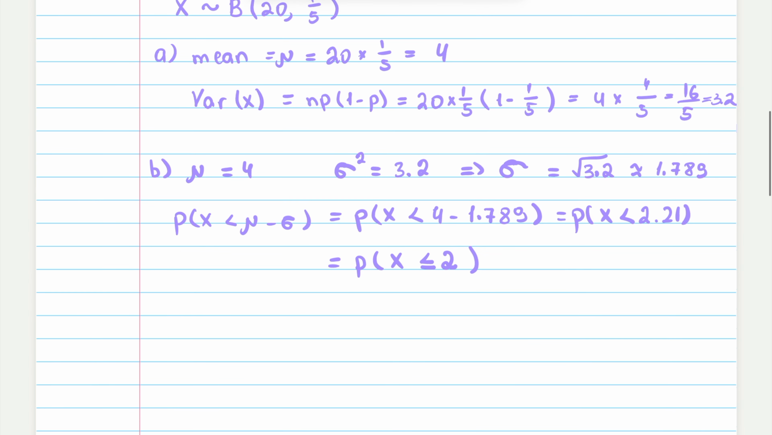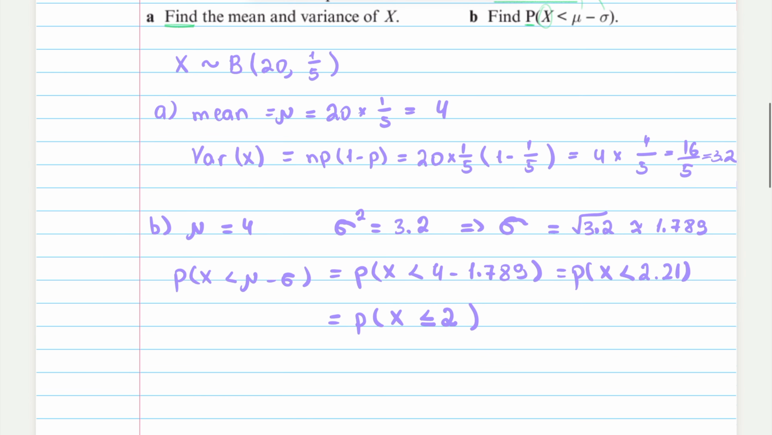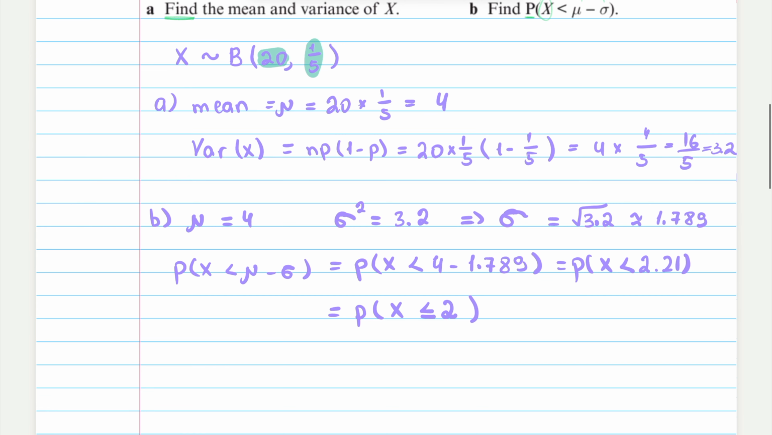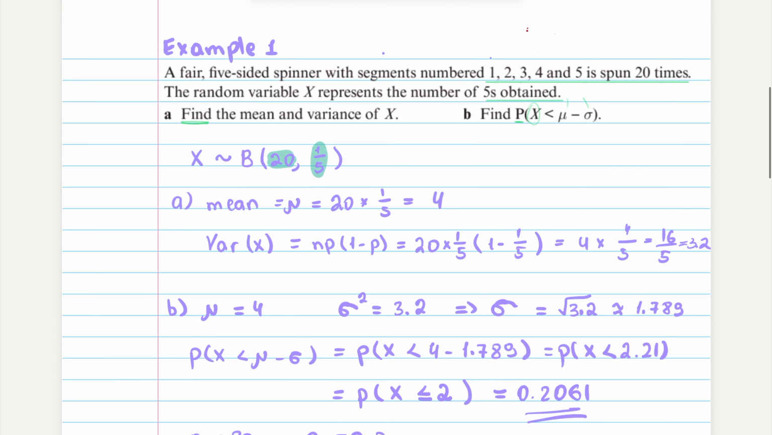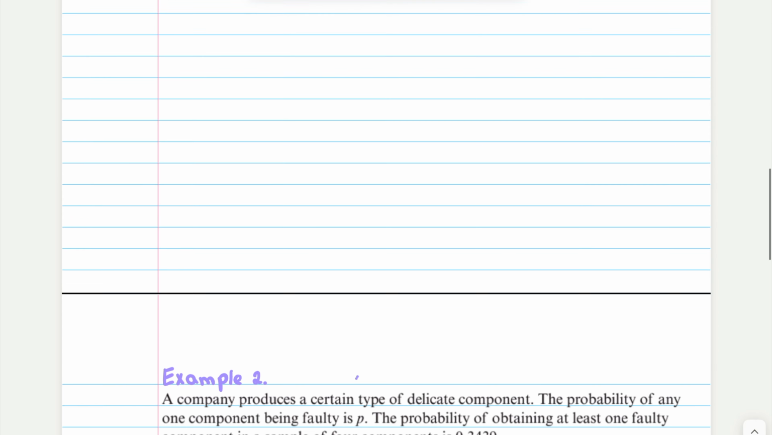Okay, so all we have to do now is go to the table. The probability is 0.2 and n is 20. So you need to go to the table, find n being 20, and then the probability being 0.2. So X being less than or equal to 2 is going to be 0.2061. So that's from the table. That's example 1. Let's see one more example.